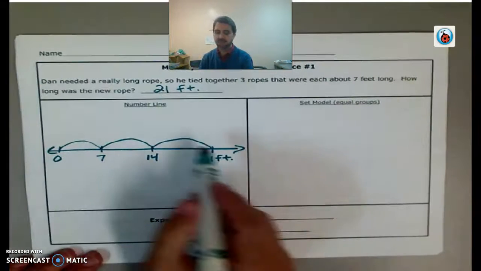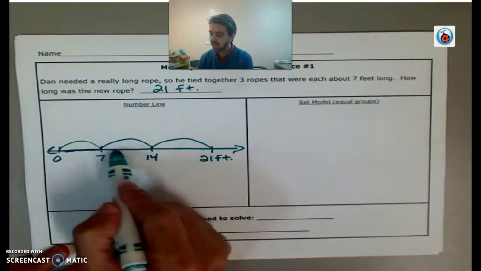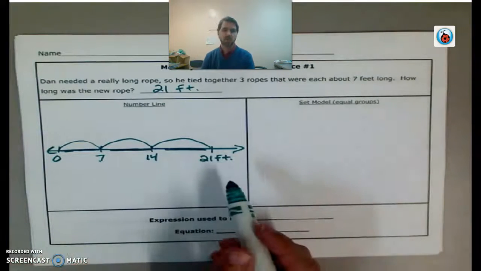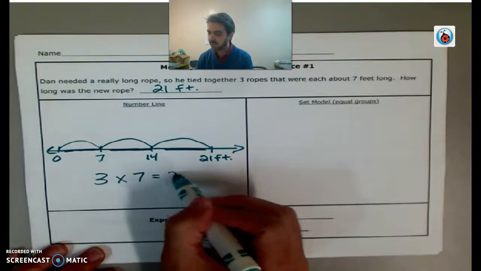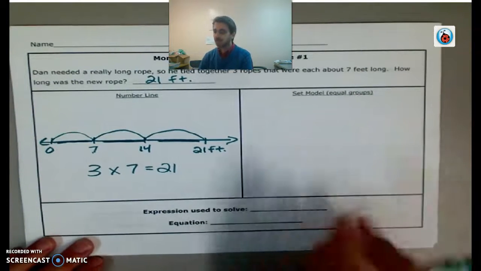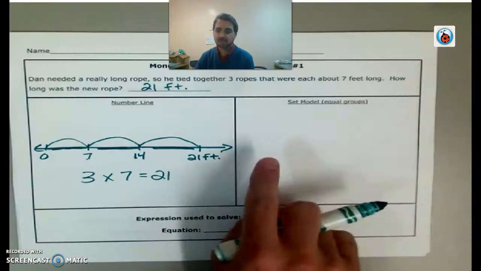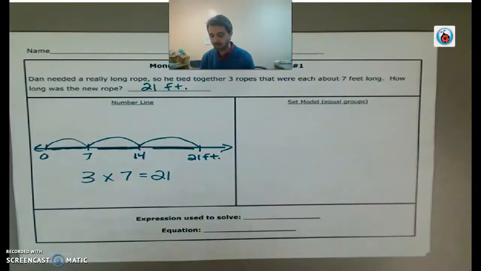Okay, and here's our visual model of what that could look like. There's 1 rope here, there's another one here, and there's another one here. 7 plus 7 plus 7 gives us 21. So we just did 3 ropes of 7 feet equals 21. Okay? Now over here, I want you to try drawing it a different way. Can you represent this word problem using a set model, which means equal groups like I was doing just before with the kids at the park on the swing? All right, try that, and then when you've tried it, come back and we'll go over it. Okay, so pause the video, and I'll see you in a minute.